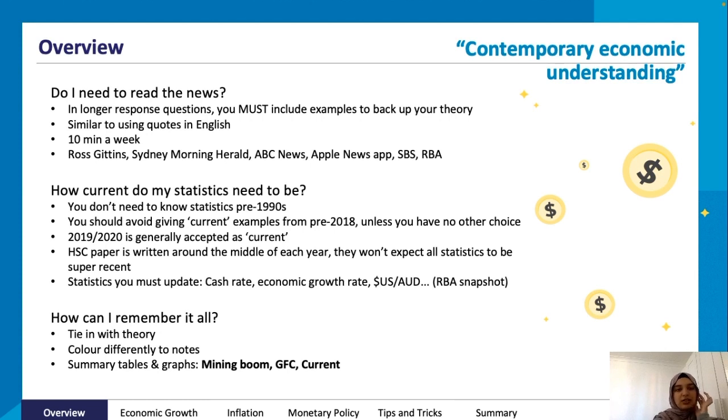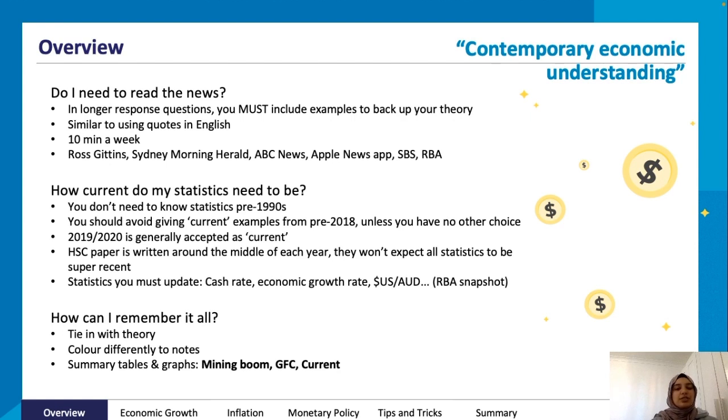So some of the recommendations that I've put on there for news sites that you can visit: Ross Gittins, Sydney Morning Herald is a great one, ABC News, Apple News app. Just go into the Apple News app if you have an Apple device, and I'm sure if you have Android you can also download a news app, and just click follow the economic news, the business news, and so you'll just get updates automatically.